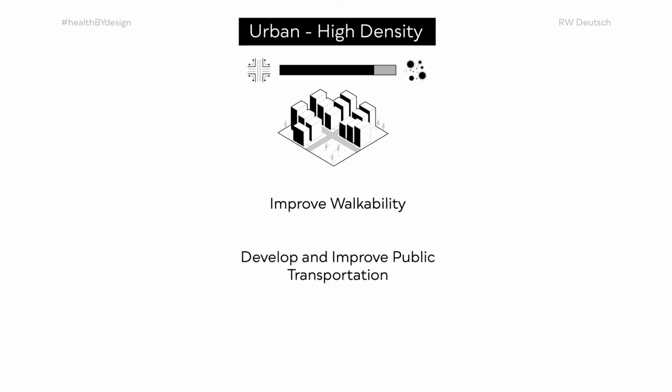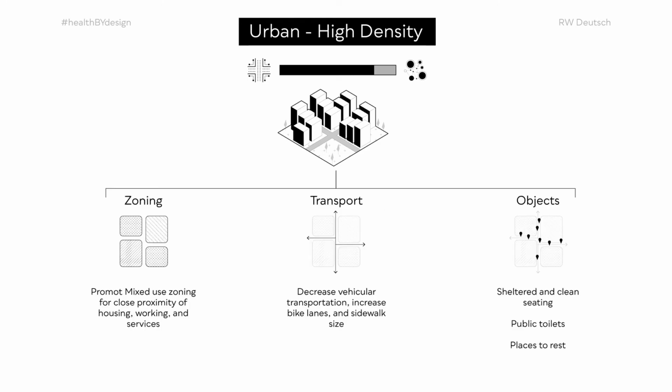Looking a little bit more closely at the urban context, most interventions are aimed at improving walkability and developing or altering public transportation options. Large-scale interventions to things like zoning to promote mixed-use neighborhoods can have a large impact on walkability. Additionally, changes to circulation options such as increasing bike lanes, sidewalk size, and public transportation can play a major role. Also, small changes to streets like adding objects for resting or using restrooms can improve walkability immensely for aging populations.